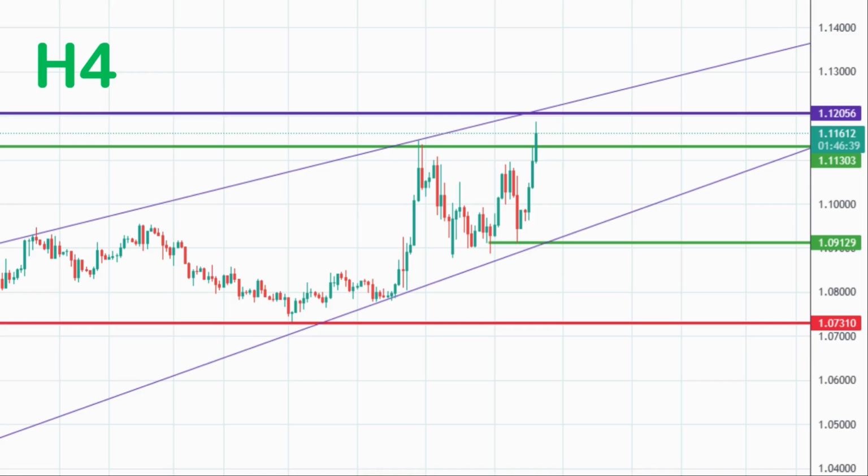Now let's take a look at the 4-hour chart. We're also in an uptrend here. The most recent higher low on the 4-hour time frame is marked here. As long as that level isn't broken, the uptrend is still in place. Again, we can see strong upward momentum on this time frame.